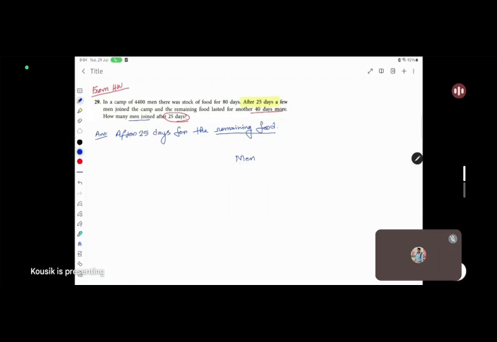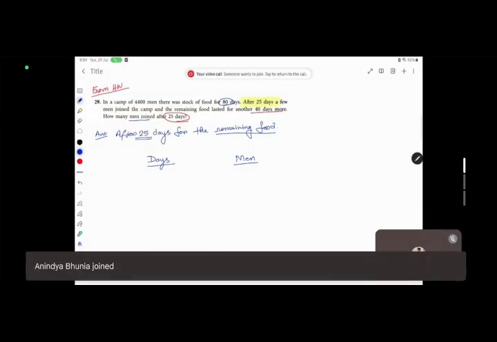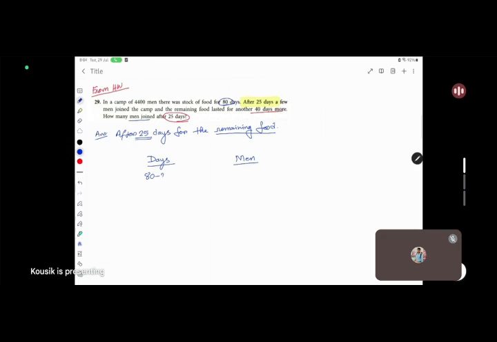So man I will write in the right side, and number of days we write in the left side. So at the beginning the whole amount of food stock is for 80 days. So after 25 days, that means 80 minus 25, 55 days. Okay, so this whole problem arises for the remaining food. This 55 days stock lasts for how many campers?